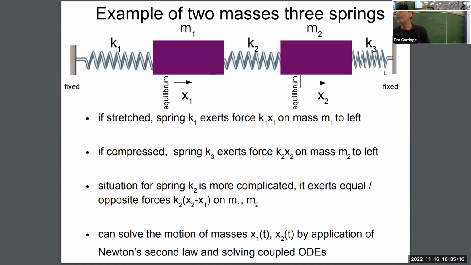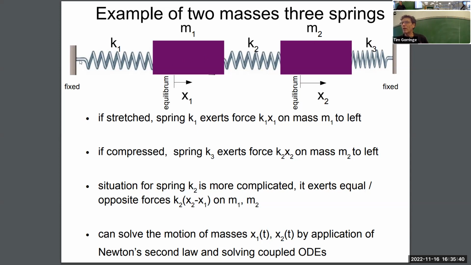So here's the specific case I was going to think about. I made a little sketch of it upstairs here. So I've got this mass on the left, M1, mass on the right, M2. I've got three springs here. On the left, K1, in the center, K2, on the right, K3.